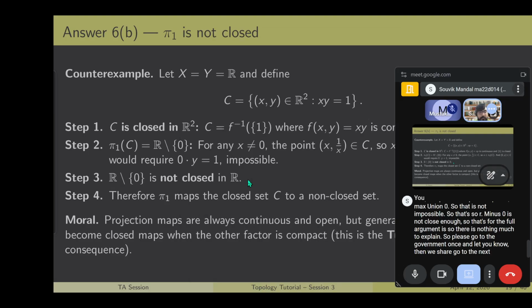I hope this is clear. So this particular problem tells that if π1 is open, maybe it is not closed. Now the question is when it is closed. We have done an exercise that if the second space, that is Y, is compact, then π1 is closed. Later on we will see this.